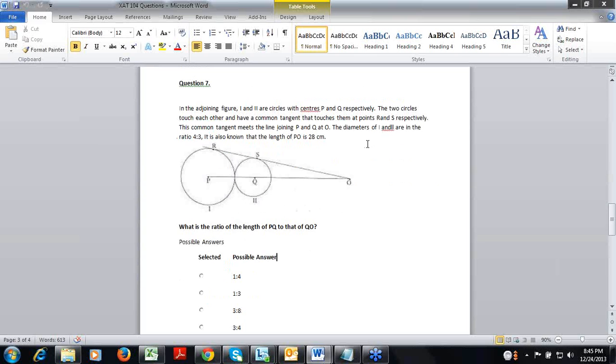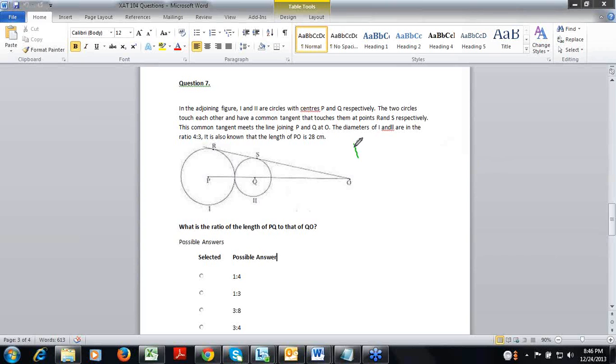Question number 7 is a simple geometry question. What it is asking: in the adjoining figure, 1 and 2 are circles with centers P and Q. The two circles touch each other with a common tangent at points R and S respectively. The common tangents meet PQ at O. PQ is the line joining the centers of the two circles. The diameters of 1 and 2 are in the ratio of 4:3. It is known that the length of PO is 28 centimeters. What we need to calculate is PQ to OQ.